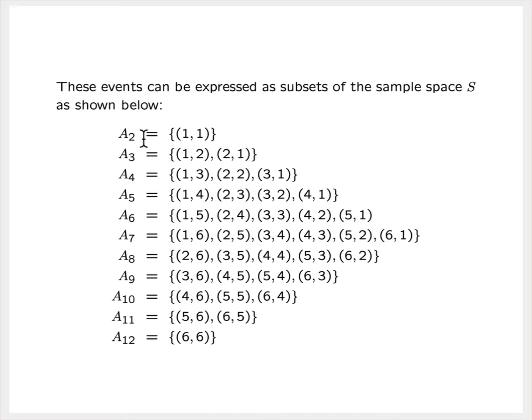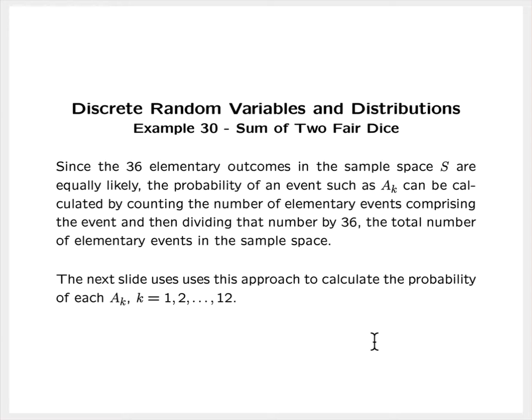So again, for k ranging from 2 to 12, the values in the sample space of X, what we've done is written each of these events as a subset of the sample space capital S of the original experiment. And since the 36 elementary outcomes in the sample space S are equally likely, the probability of an event such as A sub k can be calculated by counting the number of elementary events comprising the event and then dividing that number by 36, which again is the total number of elementary events in the sample space.